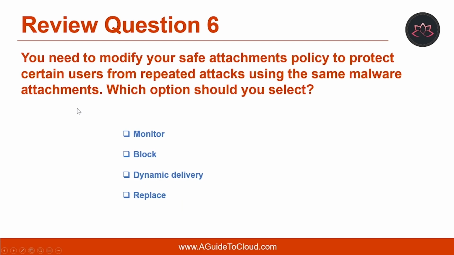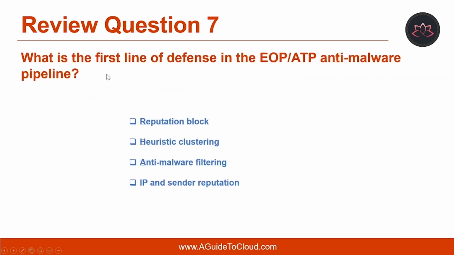Question number 6. You need to modify your Safe Attachments policies to protect certain users from repeated attacks using the same malware attachments. Which option should you select? The correct answer is Block. Question number 7. What is the first line of defense in the EOP, which is Exchange Online Protection, and Advanced Threat Protection anti-malware pipeline? The correct answer is IP and sender reputation.